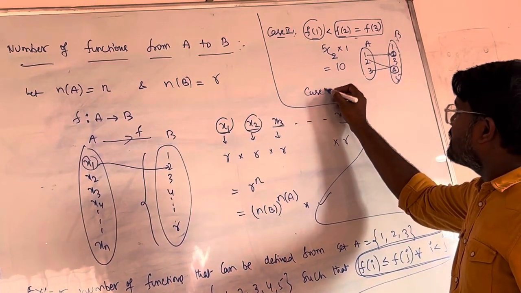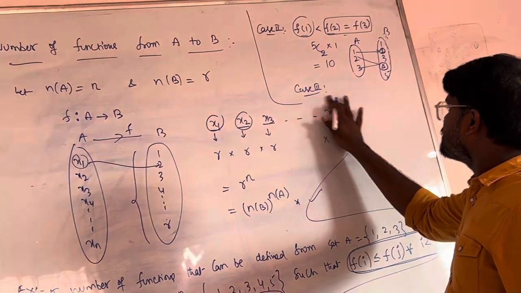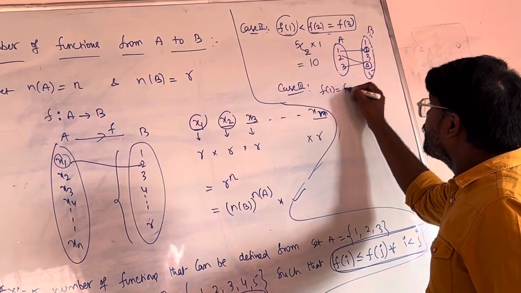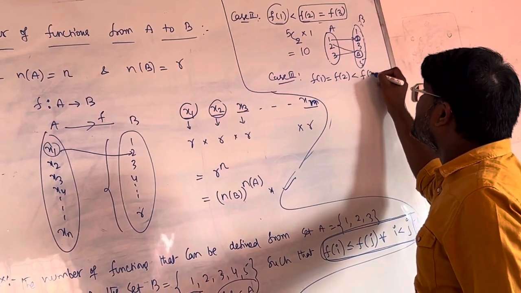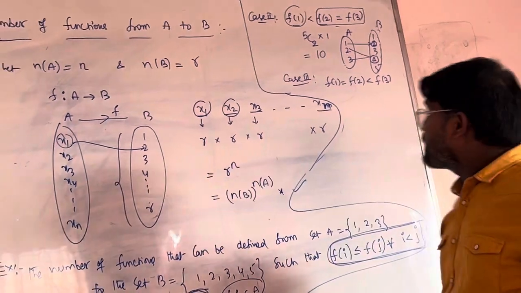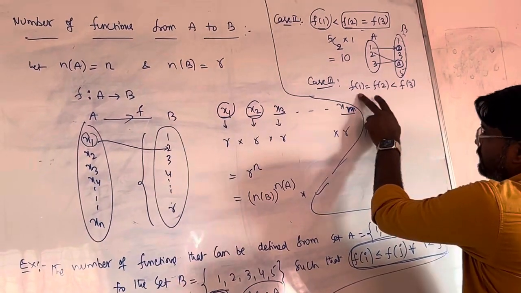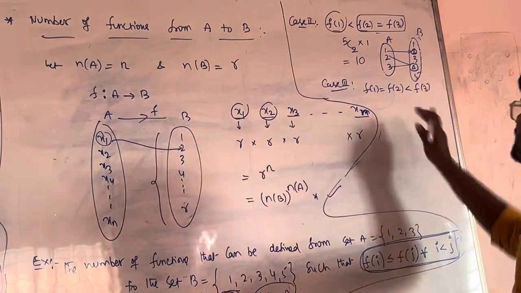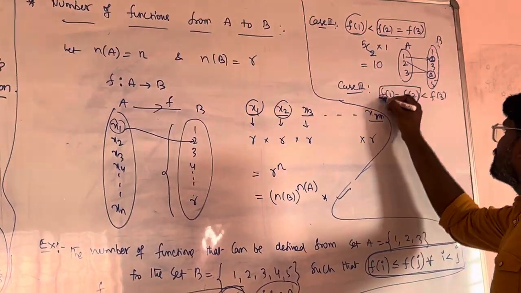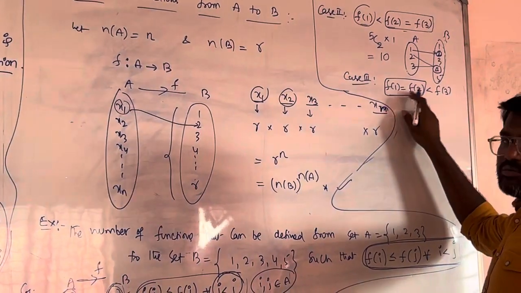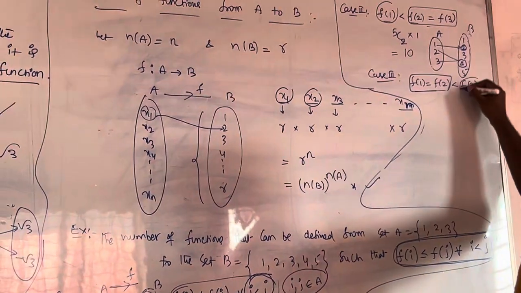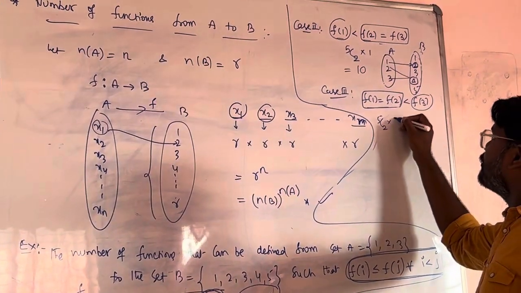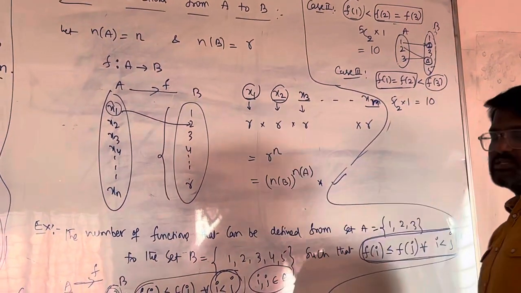Now again in case 3, f of 1 equal to f of 2, which is less than f of 3, this is possible. Here we are equating f of 1 and f of 2, and this is less than f of 3. So again here, for these two elements 1 and 2, the image is the same, and the image of f of 3 is different from this one. So again I will be selecting two images, and again this is 10.